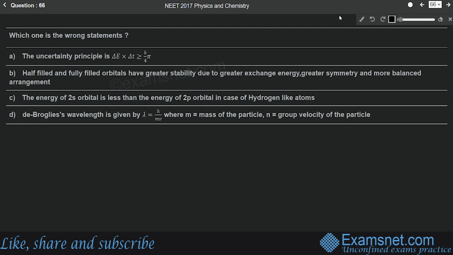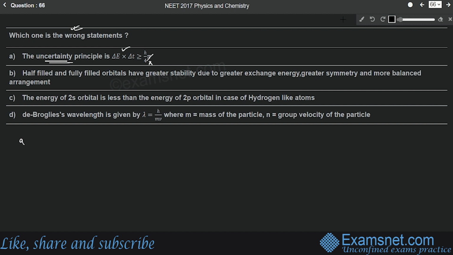Question number 66 is from atomic structure, and the question is which one is the wrong statement. Okay, so we have to find the wrong statement out of the given 4 statements. The first statement says the uncertainty principle is delta E into delta T is greater than or equal to h by 4 pi.